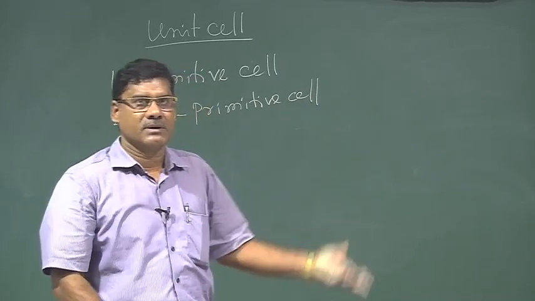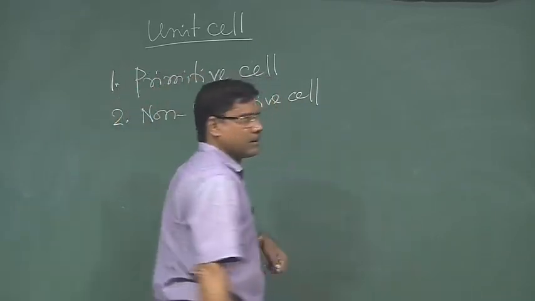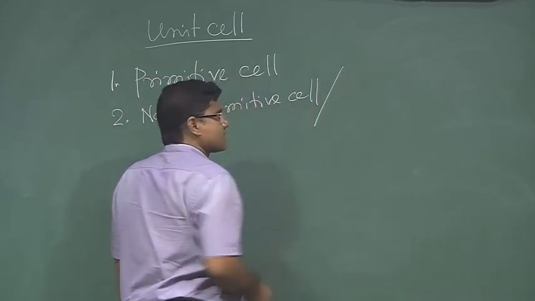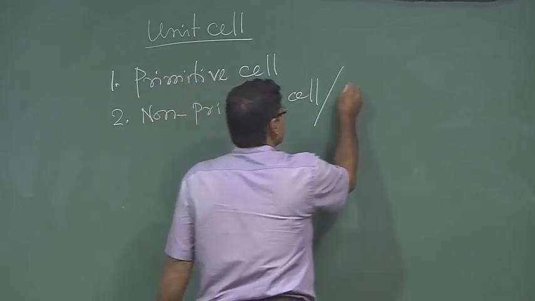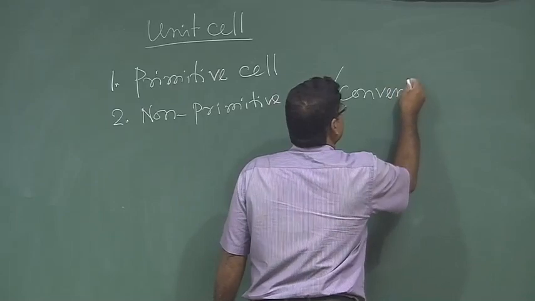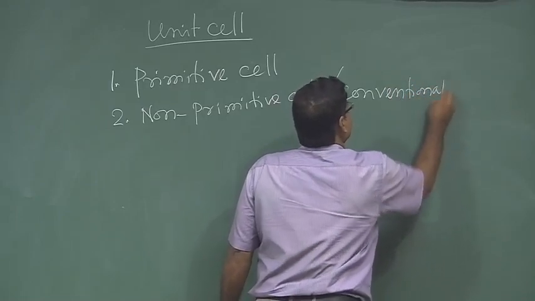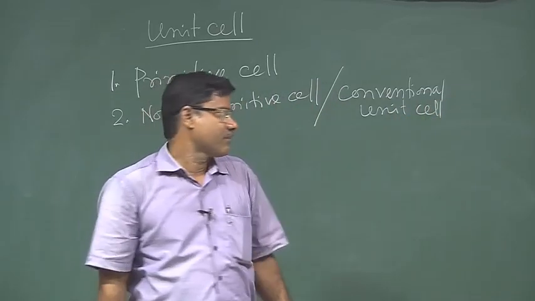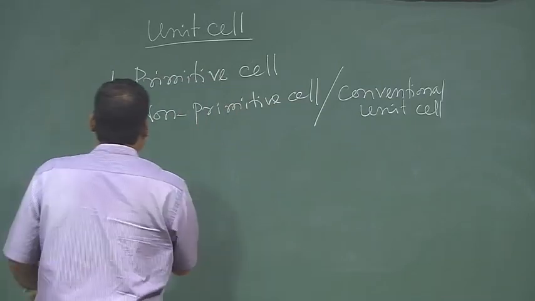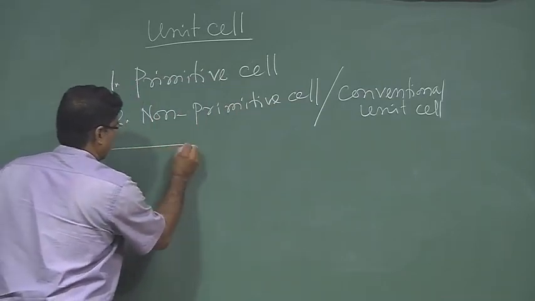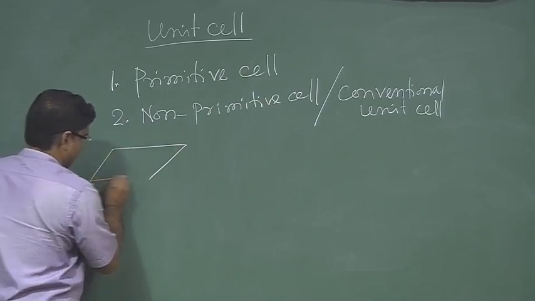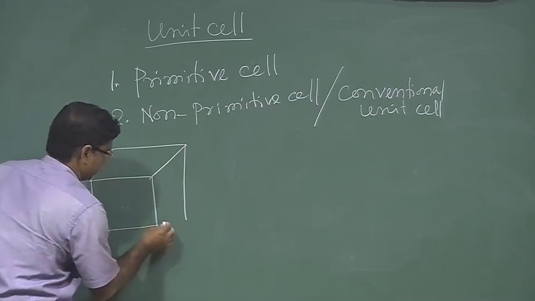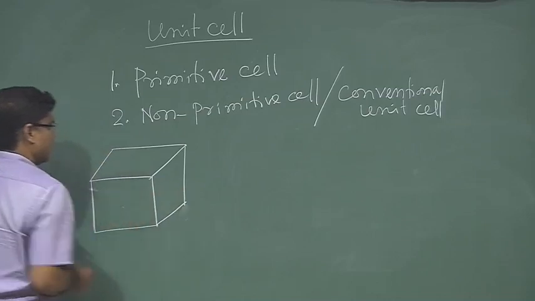Very frequently we use this term in solid state physics. The non-primitive cell is sometimes called the conventional unit cell. So, let me take the example of a simple cube. It has three types of unit cell.